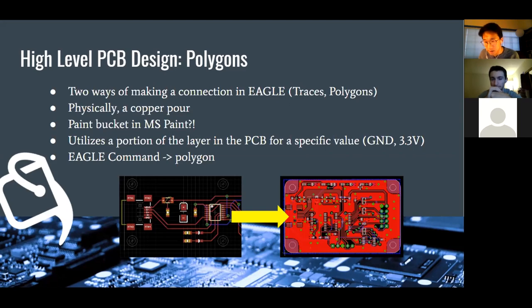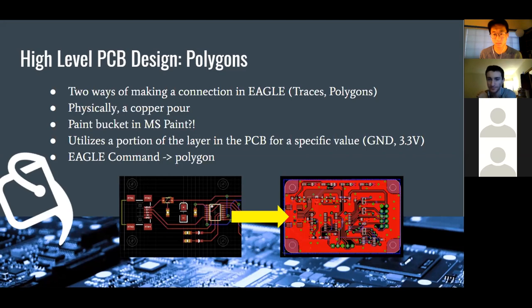I think we have a hand here, so if you could unmute yourself. I've read somewhere online that sometimes it's advisable to make the polygon or the ground plane before you start routing. Can you speak to that? Do you recommend that or not, or do you just leave it as the last step always? Evan, do you have a response to that?